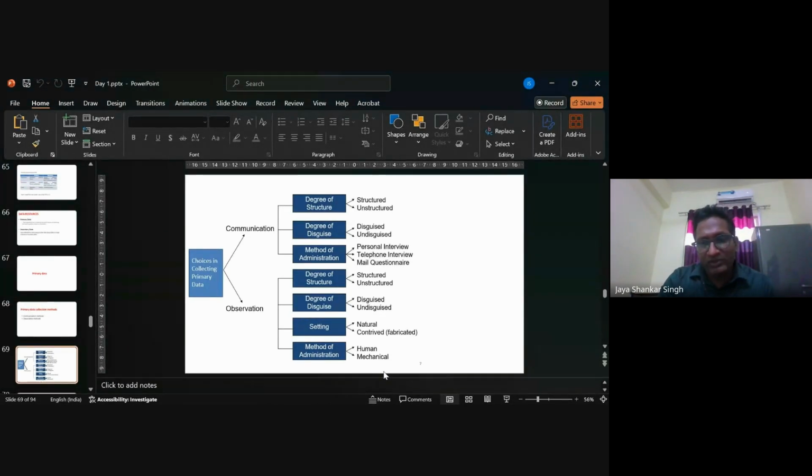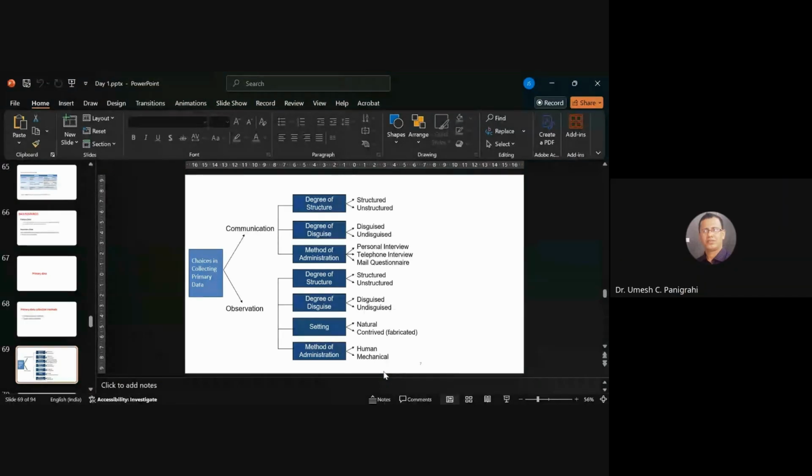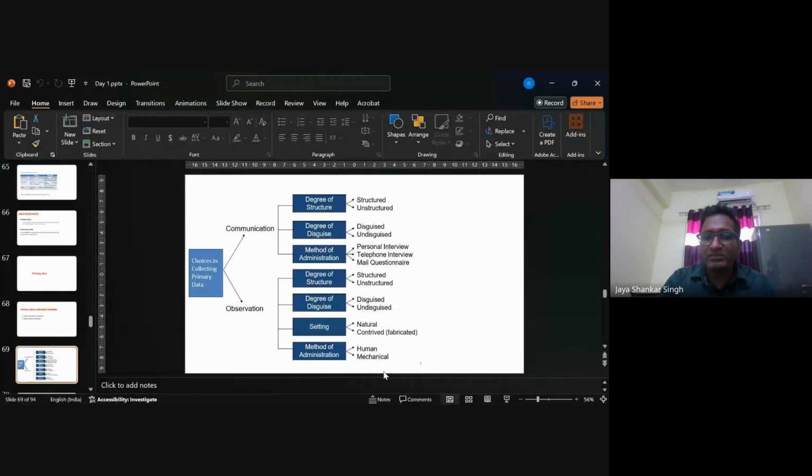Does any one of you know about mystery shopping? Mystery shopping is an example of an undisguised observation method of data collection. What is mystery shopping? Anyone?